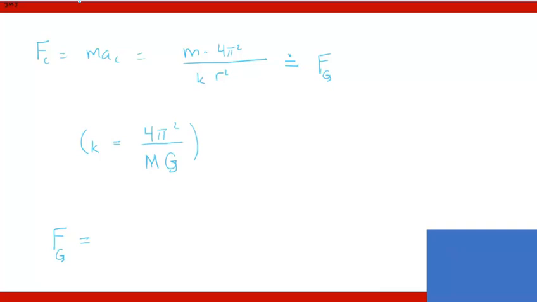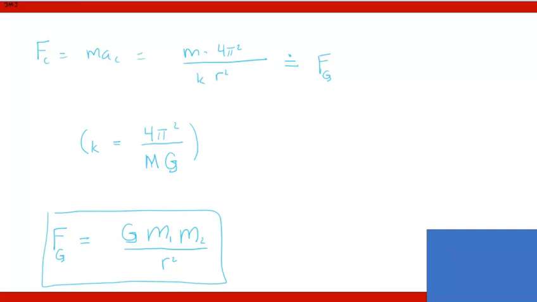And so when you make this substitution for k, what you end up getting is that the force of gravity is big G times the mass of the attracting object, which I'm going to relabel as m1, times the mass of the other object, which I'm going to relabel as m2, divided by r squared.